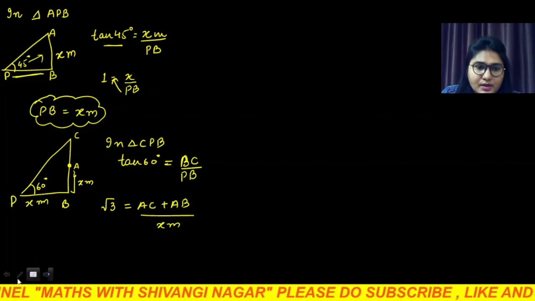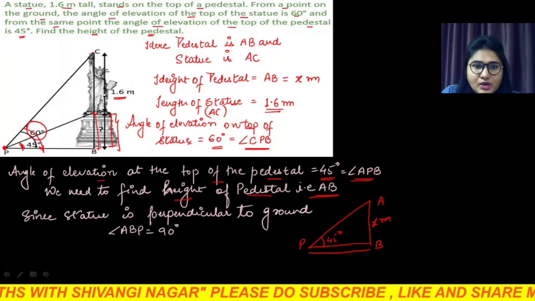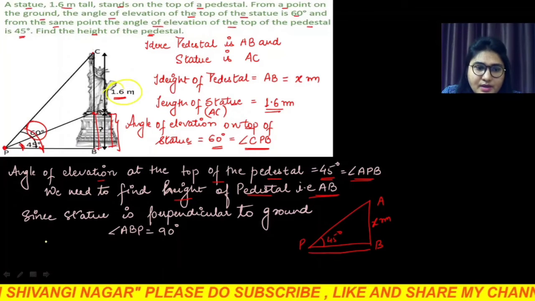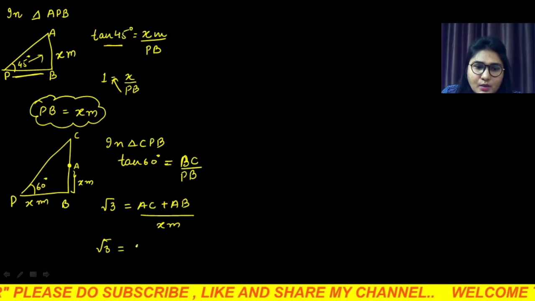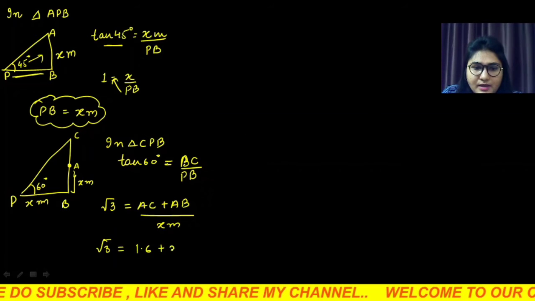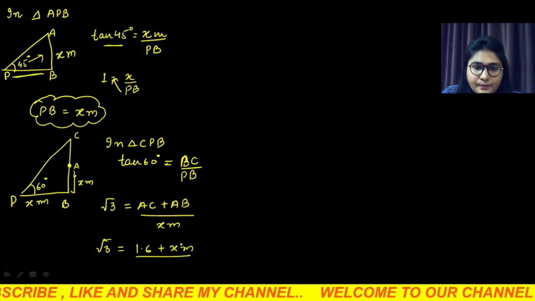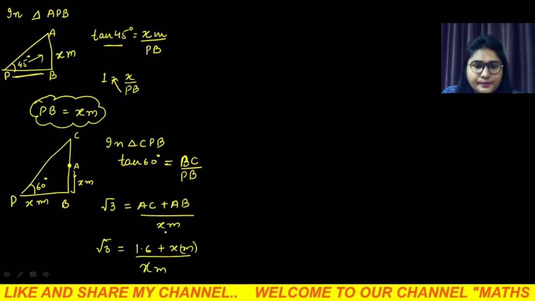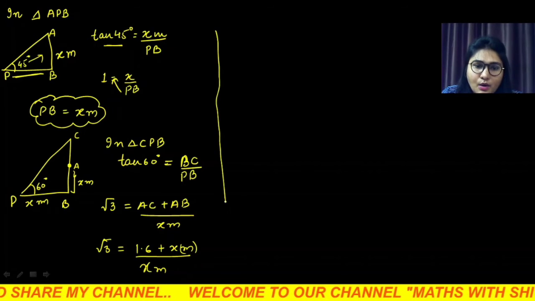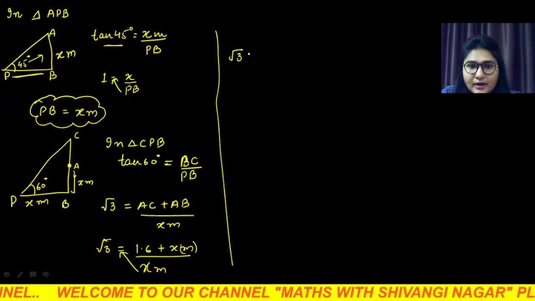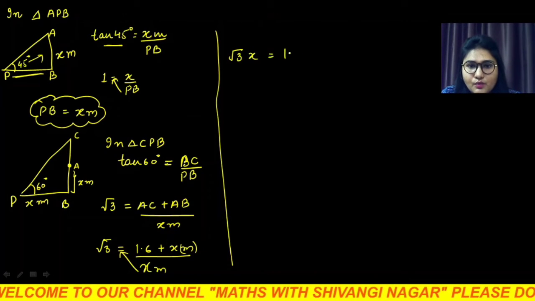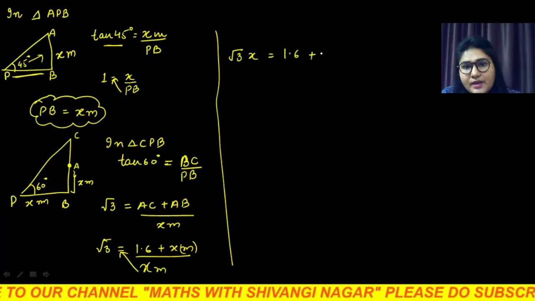Now what is the AC? AC we are given. See in the previous slide, AC is 1.6 meter. So we will place this value here. So root over 3 is equal to (1.6 plus x) meter upon x meter, right? Then on cross multiplying this x on the left hand side, we get root 3 x is equal to 1.6 plus x meter.